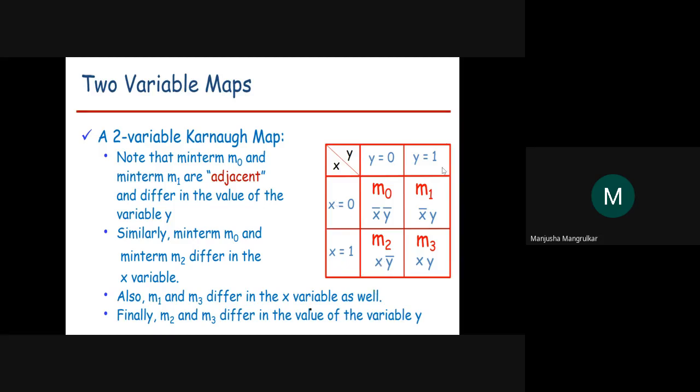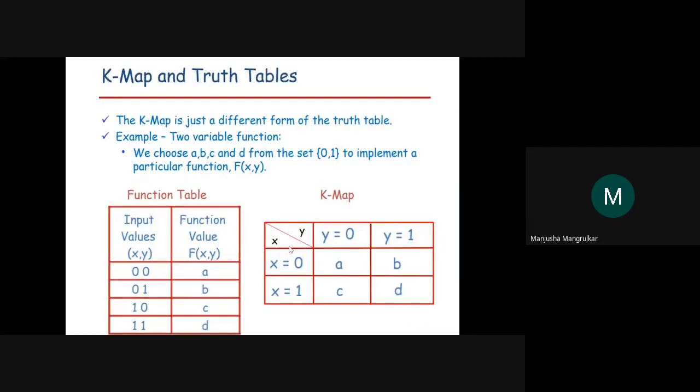First we will draw the table. If it is a 2 variable, then 4 columns are there. This is one column, 2 columns are there and 2 rows are there. This is one column, this is second column, right? Here the variables are first x and y. So x is 0 0, then 0 1, then 1 0, and then 1 1. So you should remember that this is m0, m1, m2, m3, as we have seen in this table, because this is a 2 variable.